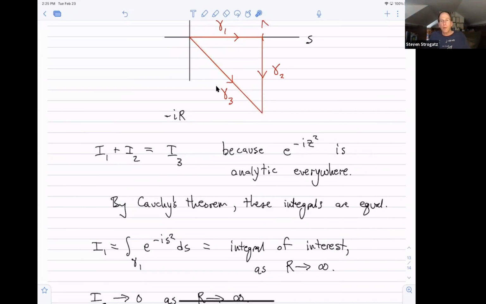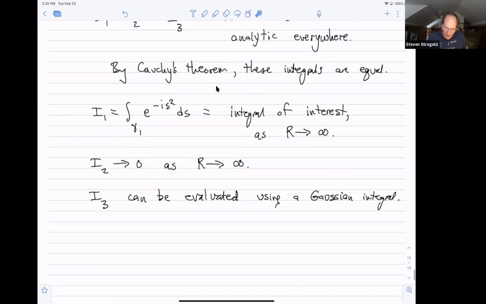All right, Cauchy's theorem is usually phrased in terms of closed loops. So you could phrase it this way, that this integral plus this minus, going backwards on gamma 3, will give you 0. Anyway, either way, it's the same thing.